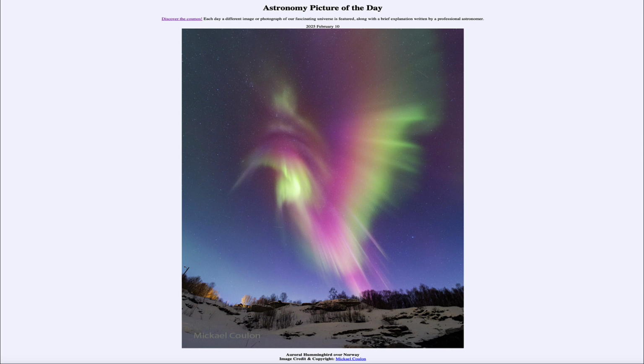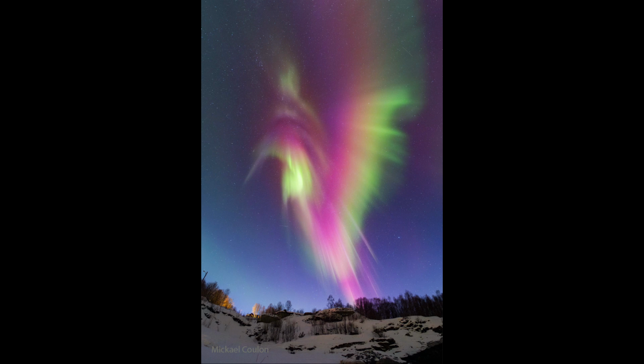Today's picture for February 10th of 2025 is titled Auroral Hummingbird over Norway. So what do we see here? Well, here we see an image of the aurora. And we see it perhaps in the shape of a hummingbird. And you can see the beak of the hummingbird perhaps there off to the left, and the wings off to the top and to the right hand side.